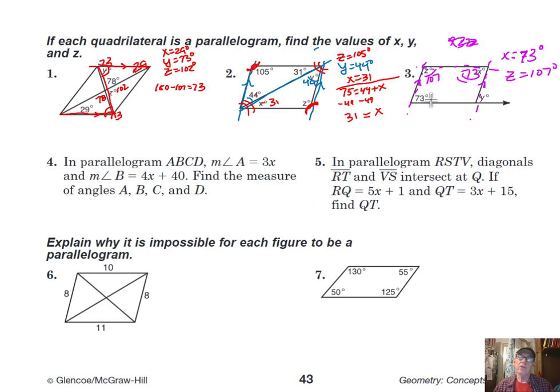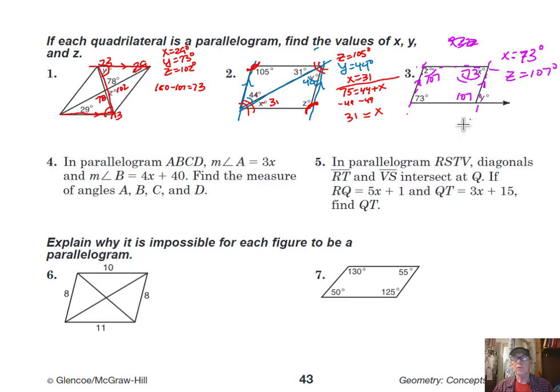And we can check here: 107 and 73 makes 180 that way. Going this way, this also has to be 180. Or if this is 107, the opposite angle has to be 107. Supplementary to this, we could check it out, like going 180 this way, 180 this way. They're all same side interior angles, depending on which parallel lines you're using.